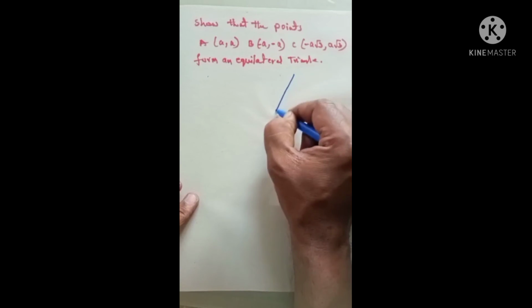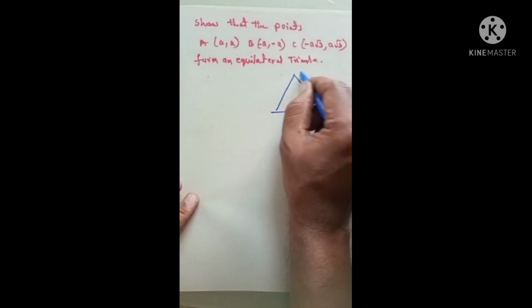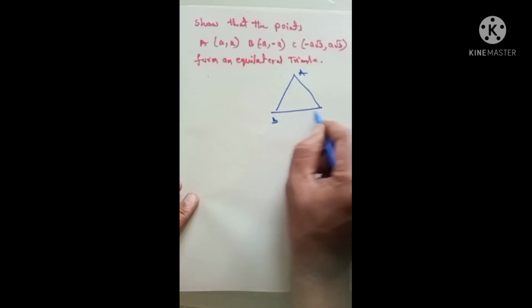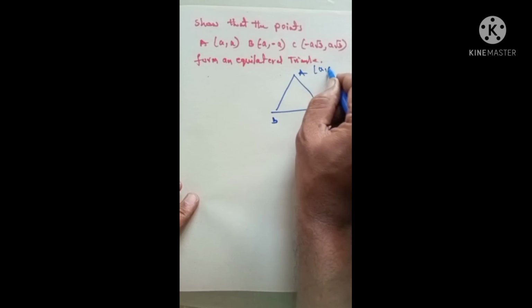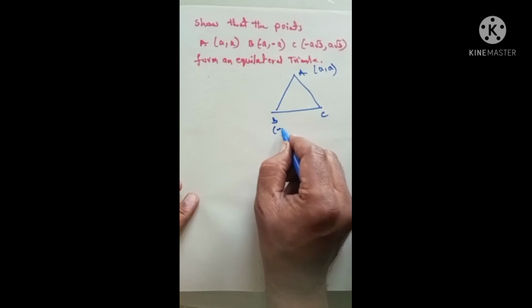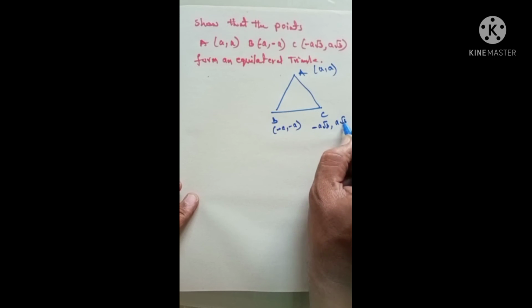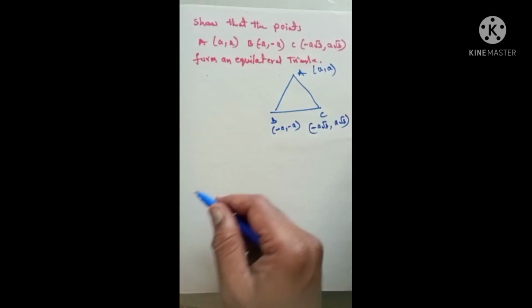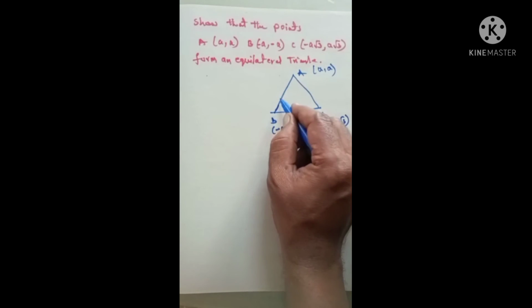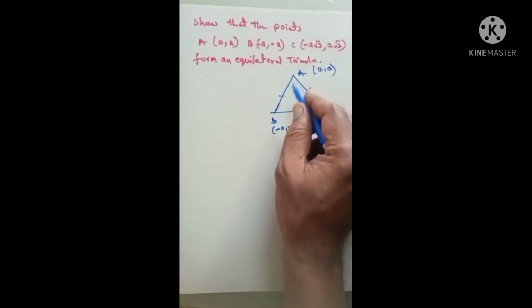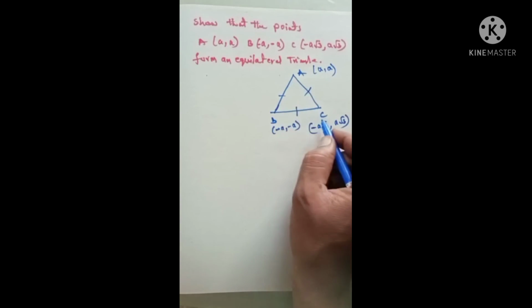Just draw a rough figure. This is triangle ABC. A is given as (a, a), B is given as (minus a, minus a), and C is given as (minus a root 3, a root 3). So if it is an equilateral triangle, what I want to prove is that all sides should be equal, meaning AB should be equal to BC should be equal to AC.